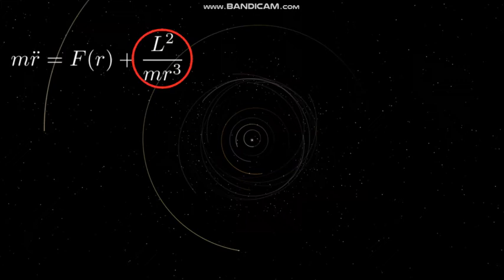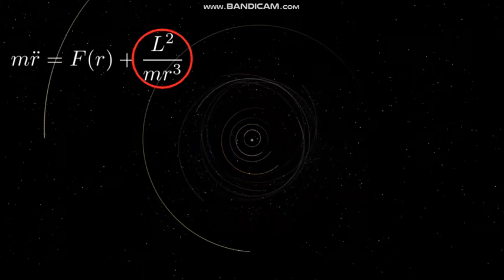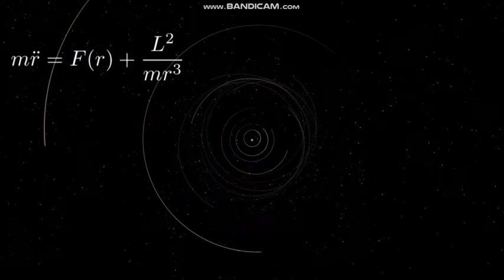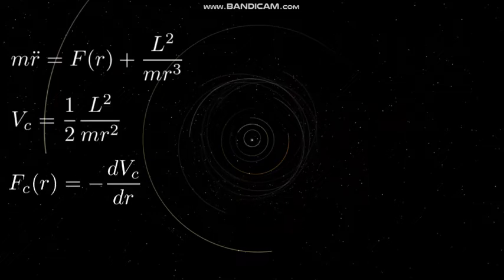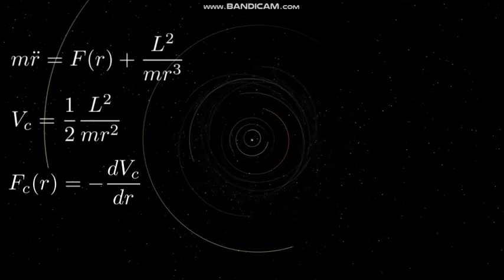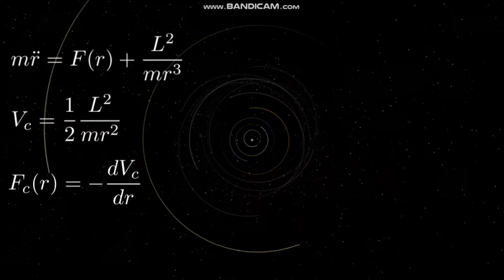The second term is a fictitious force directed away from the centre, and is called the centrifugal force. This appears because the object is rotating, so it is not true one-dimensional motion. If we do the negative integral of the centrifugal force with respect to r, we get the centrifugal potential. This potential is positive, and a stable circular orbit corresponds to its minimum.